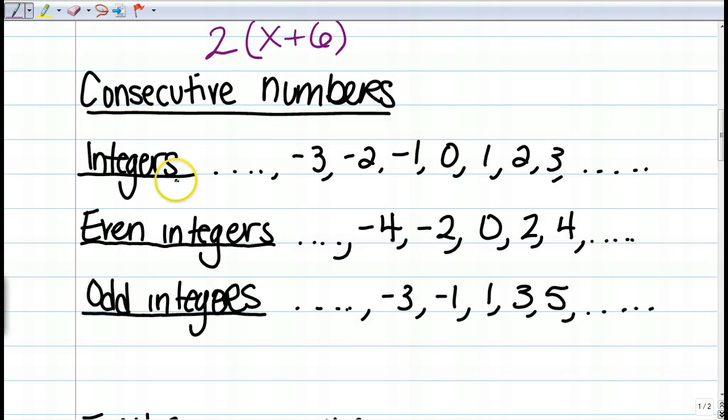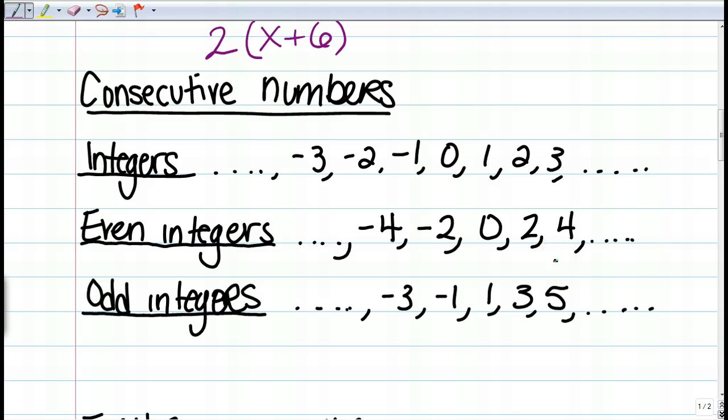You have consecutive integers, which are like -3, -2, -1, 0, 1, 2, and 3, and those are just numbers on a number line. You also have even integers, which is -4, -2, 0, 2, 4, 6, 8, 10, 12, all your even integers. And odd, -3, -1, 1, 3, 5, and so on.